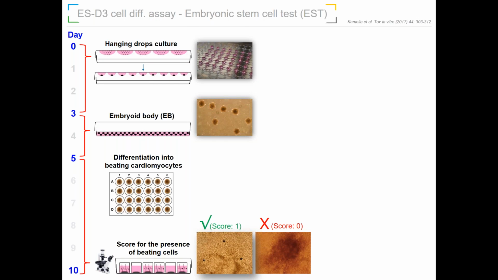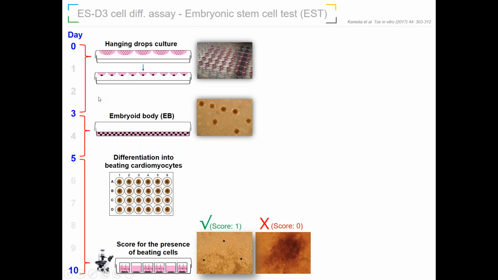So now I'm going to walk you through the results obtained in each in vitro assay that I applied. The first one is the EST. In this EST, I use the mouse embryonic stem cell line D3, or you can call it ES-D3 cells. And these cells can spontaneously differentiate into contracting cardiomyocytes. So the ability of test substances to inhibit this spontaneous differentiation is then used as the endpoint of the assay.